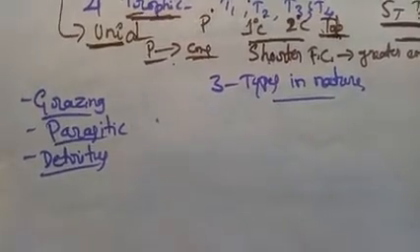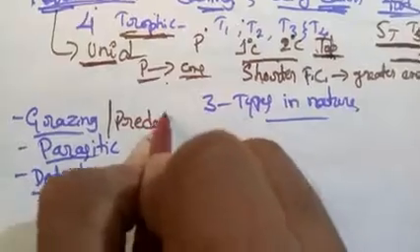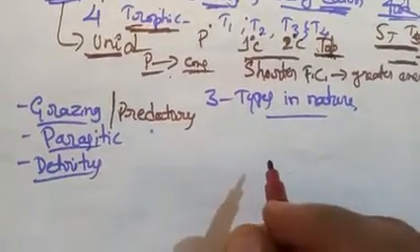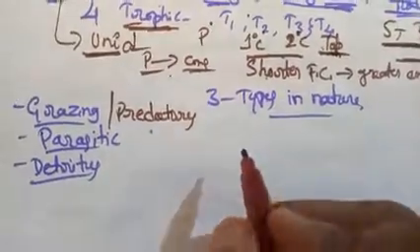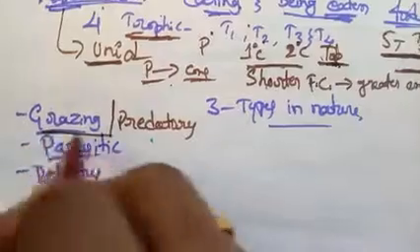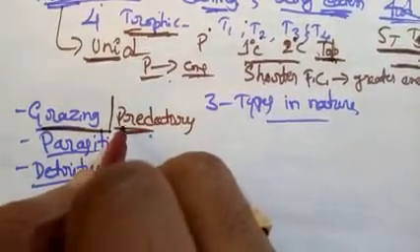So grazing food chain is also called as predatory food chain. Here most of the food chains in nature we can see are only the grazing or predatory. So this type of food chain is mostly seen in nature.